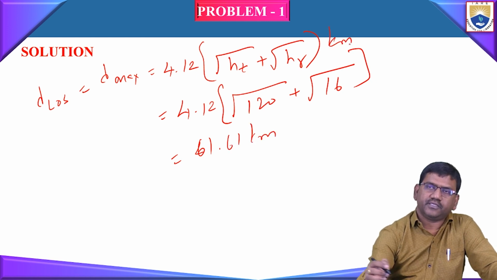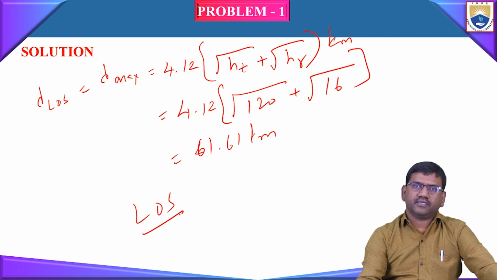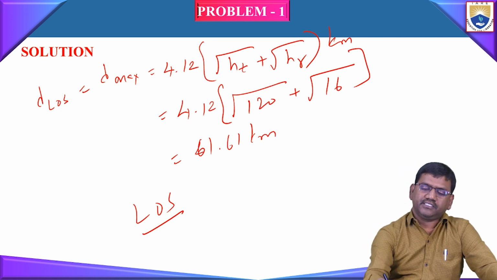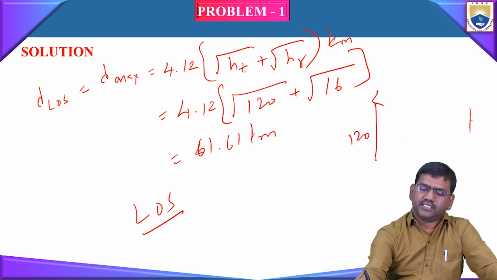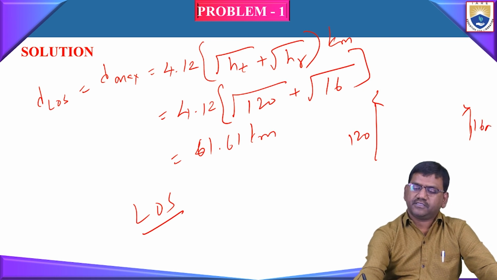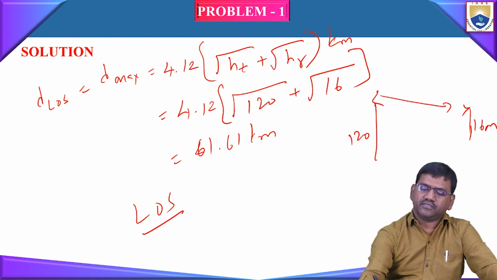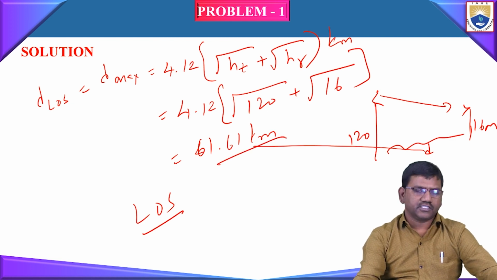kilometers. So here, to establish a direct line of sight path between the transmitting antenna and the receiving antenna, the heights are 120 meters and 16 meters. And to establish a line of sight propagation, what must be the distance here? We got the D value as 61.61 kilometers.